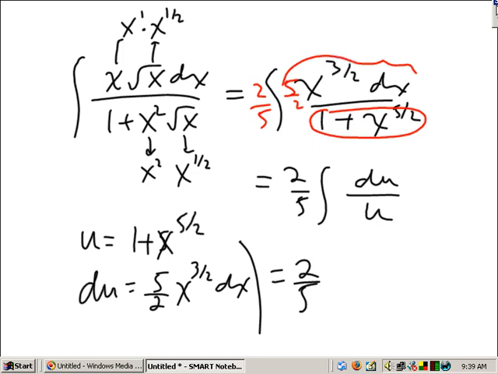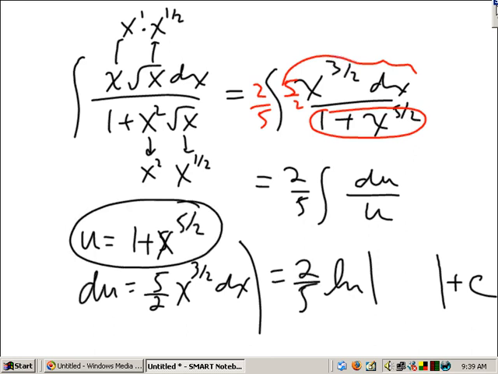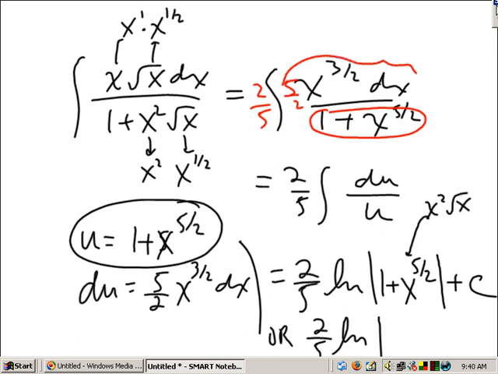The problem is done. It's 2/5 ln of the absolute value of u plus c, where u is whatever I said it is. Don't randomly guess. Look. It won't hurt to look. There it is. If you insisted on writing x to the 5/2 as x squared square root of x, that's also okay. You could have written the answer as 2/5 ln of 1 plus x squared square root of x plus c. Now if you think about it, x squared is at least 0, times the square root of x, the least that product is 0, but it's having 1 added to it, so it's positive. You don't need to say absolute value. I'm just putting big brackets around it. And there's your answer.